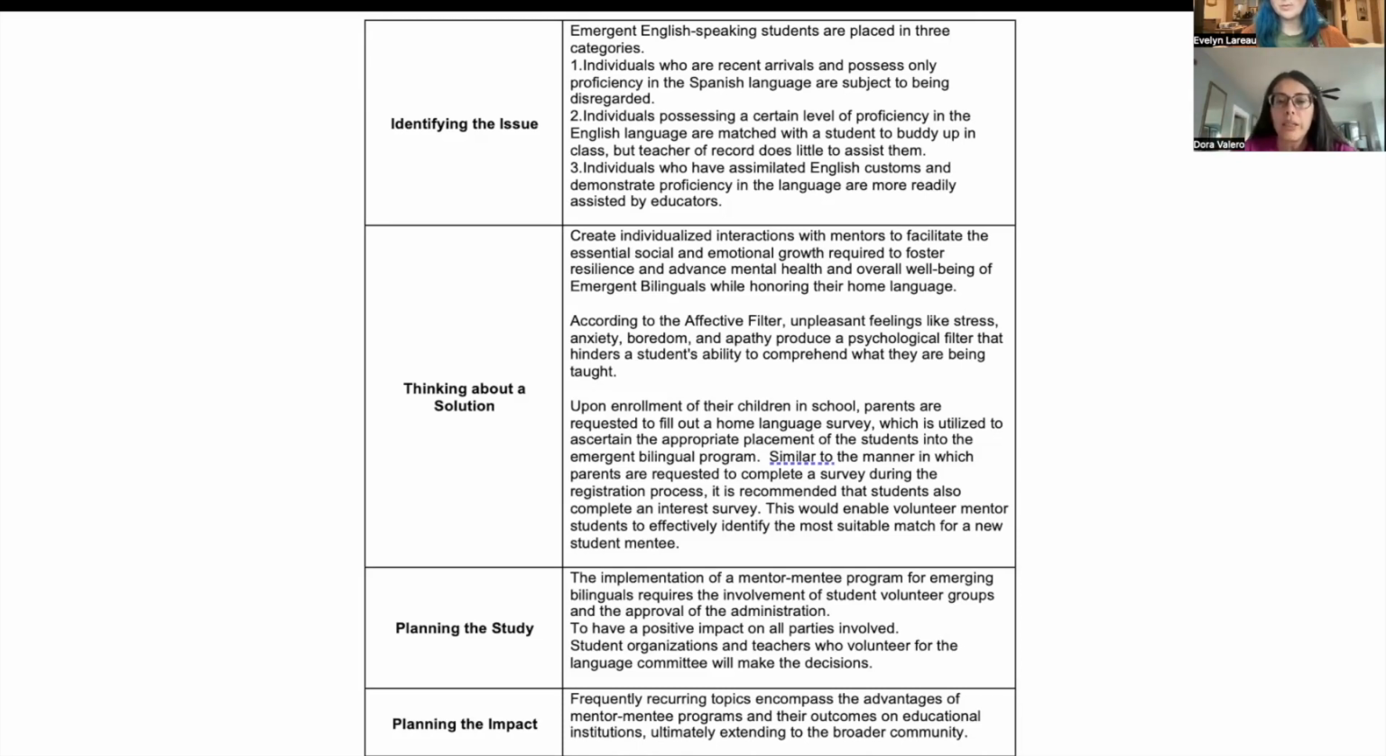So upon enrollment in the state of Texas, parents are given a home language survey. Parents are requested to fill out a home language survey, which is utilized for the assertion of appropriate placement of the student into the emergent bilingual program, similar to the manner in which parents are requested to complete a survey during the registration process. I would recommend, or the committee would recommend, because again, I was talking to my students, that students complete an interest survey.